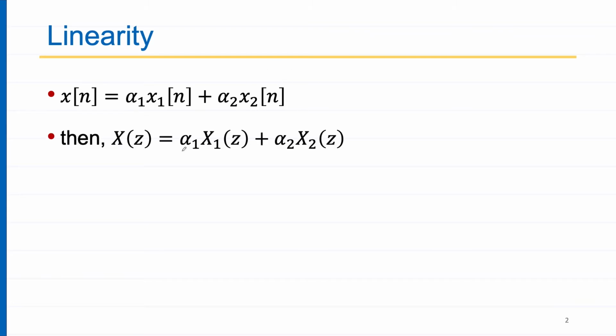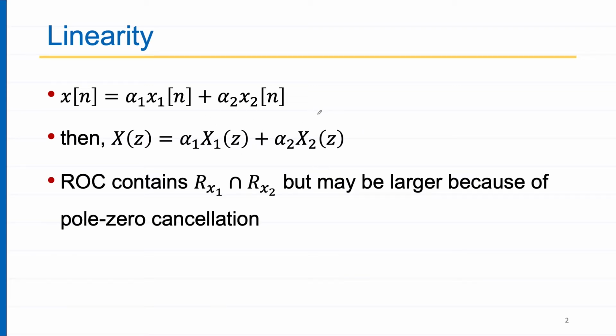So we discussed the Z transform, and the first property of the Z transform is linearity. It's a linear transformation. You have x[n], which is, let's say, a linear combination of x1[n] and x2[n]. Then the Z transform will also be a linear combination of X1(z) and X2(z).